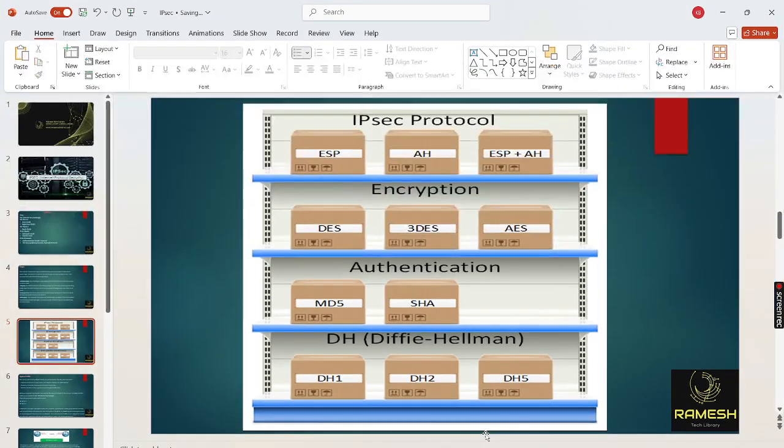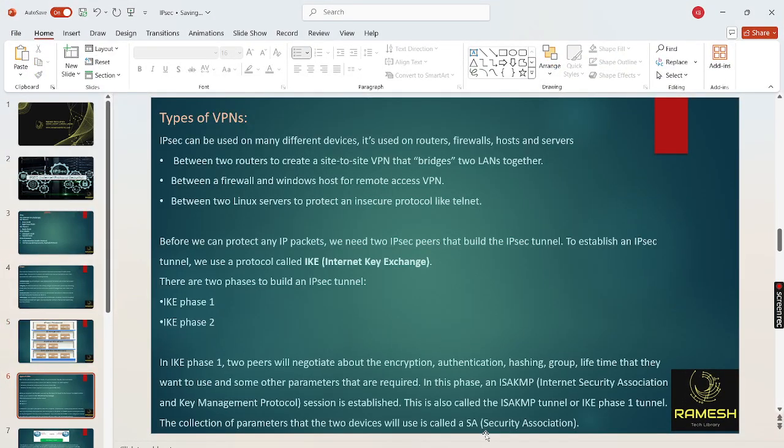There are types of VPNs. We have multiple types of VPNs which we can use between different devices. We have site-to-site VPNs, which we can use between routers and routers, and firewalls and firewalls. We mainly call these gateways. Site-to-site VPNs are mainly created between the gateways.